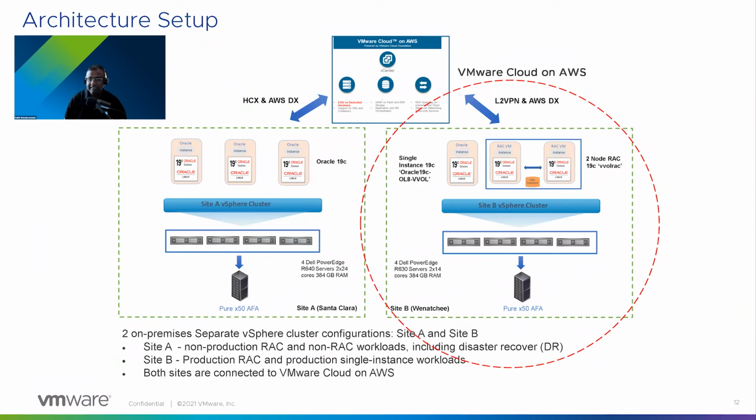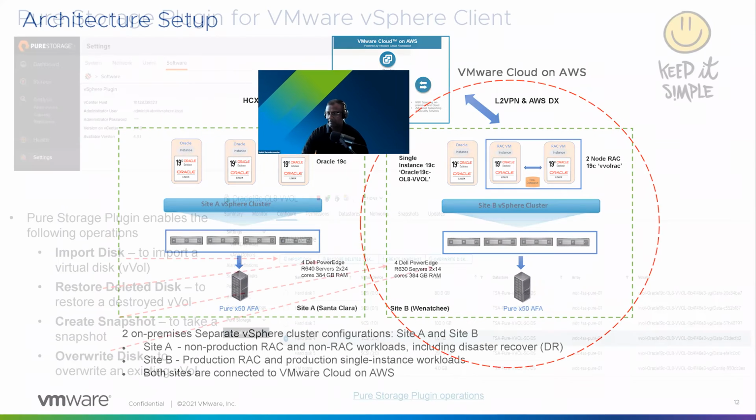If you look at the site B setup here, this essentially is a 4-node VMware vSphere cluster. The version is 7.x. Each ESXi server was a Dell PowerEdge 630 server, with 2 sockets, 14 cores, and 384 gigs of RAM. And each ESXi server had access to a Pure Storage FlashArray X50 for both block FC and also for vVols. Moving on to the next slide.